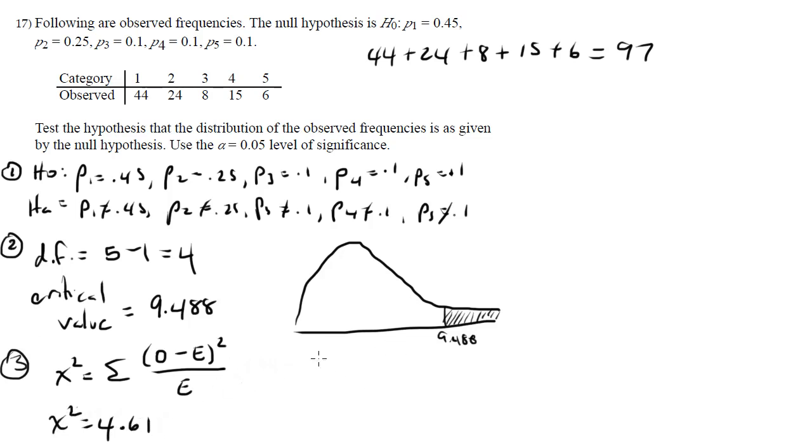Now, that 4.61, where does that lie along this continuum? It's definitely less than 9.488, not in my critical region. So again, do not reject the null hypothesis. If I got a chi-square test value greater than 9.488, reject that thing. But now, don't. Okay?